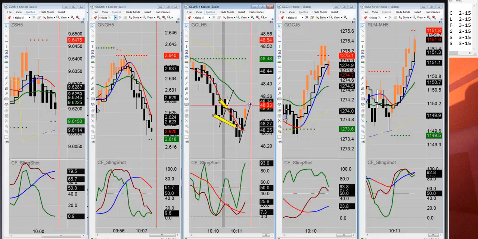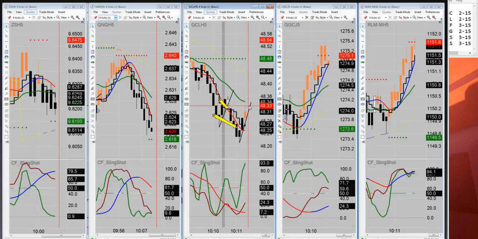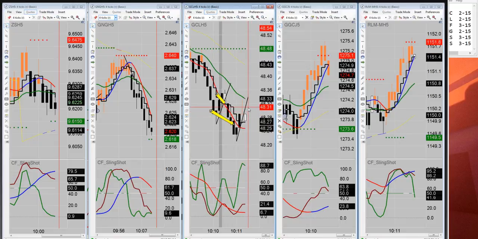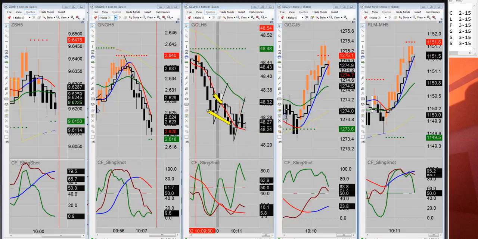Again, we're looking for a down close below the trend line here on crude oil. Okay, we got a high of 48.33. We'll be looking for a down close at 48.29. That's not going to be low enough. 48.29 is not going to be low enough. The down close of this bar at 48.25 would be low enough.